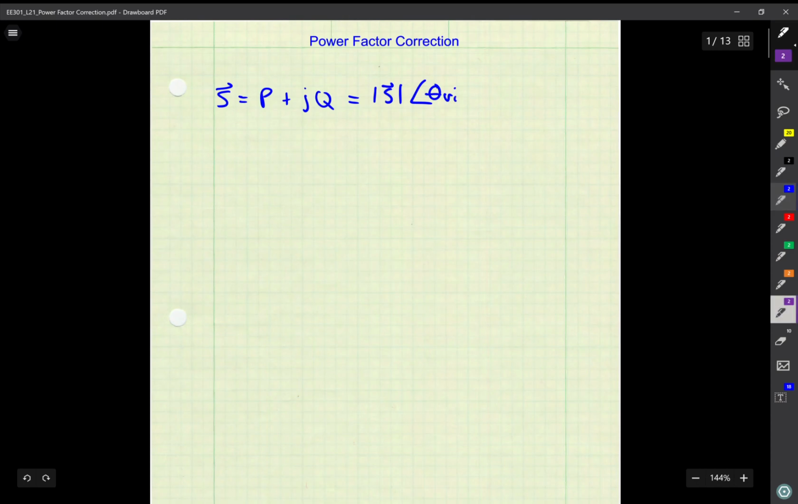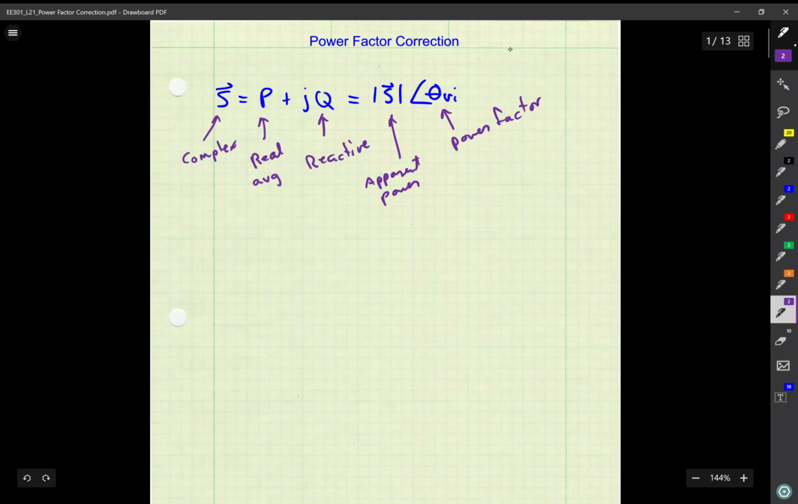Now, each one of those terms has a name and a specific meaning. This is complex power. This is real power, or average power. This is reactive power. This is apparent power. And this angle we call the power factor angle.